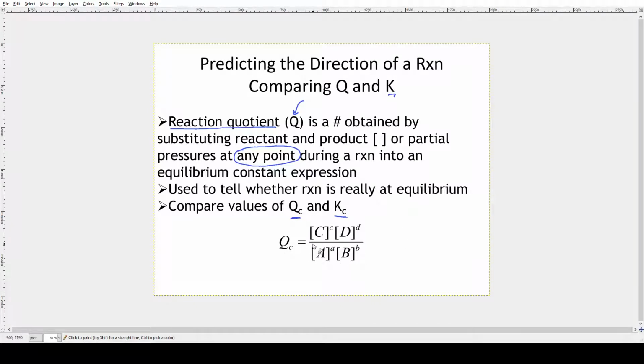So here's an example. This reaction quotient equation is based off of the generic aA plus bB reacts to form cC plus dD. So same formula as your equilibrium constant, except this time we're using the letter Q because we don't know that it's equilibrium.